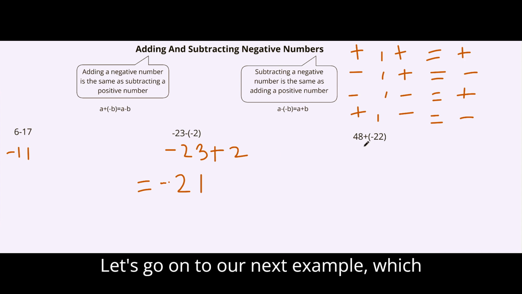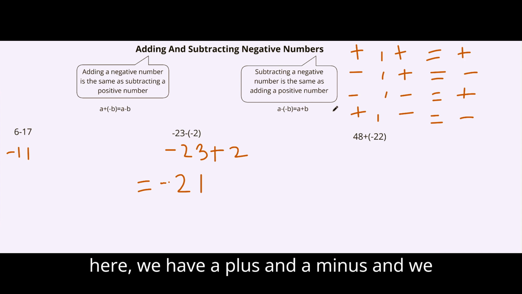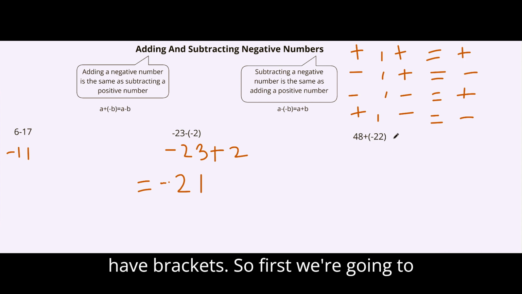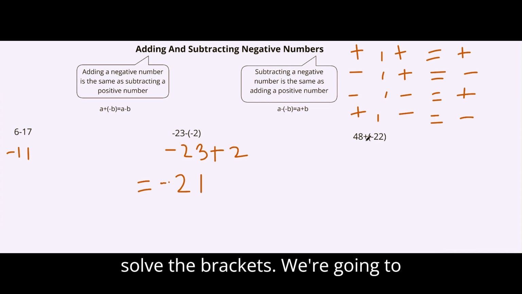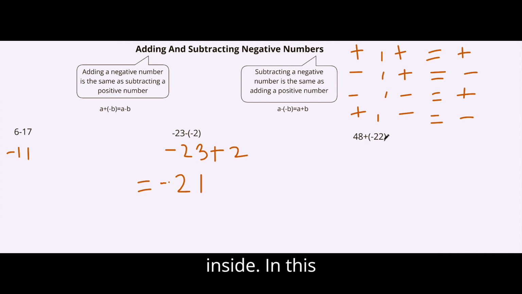Let's go on to the next example, which is 48 plus minus 22. Over here we have a plus and a minus, and we have brackets. So first we're going to solve the brackets. We're going to multiply the plus with the minus inside. In this case, we have 48. A plus and a minus will give us a minus 22.